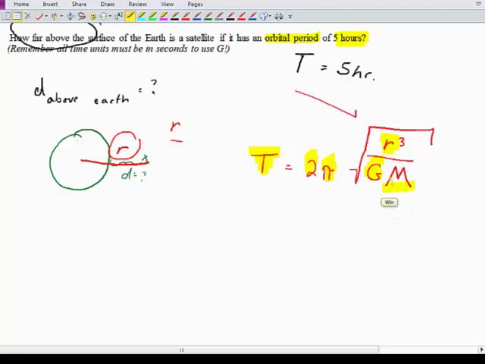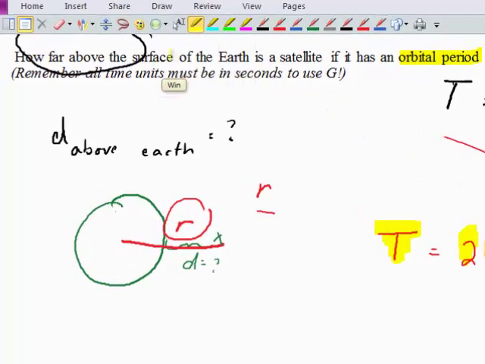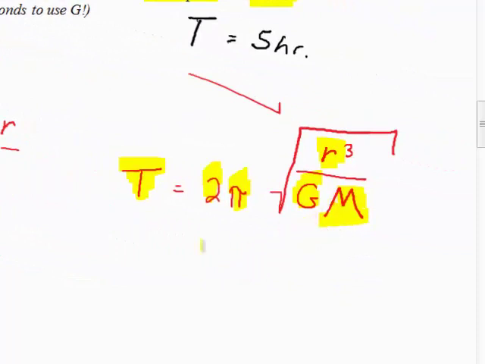This M, what is big M? Well, if we're talking about going around the surface of the Earth, remember the capital M is the mass of the planet you're orbiting. So this big M is the mass of the Earth. And we have that information, just not stuck in the problem. So we have to look somewhere else to get it. I'm going to list the things that we know from somewhere else.